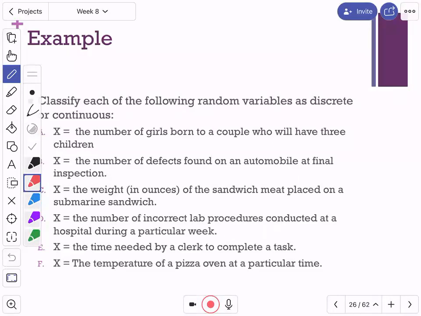The maximum number of girls that can be born is 3. It means that you had all 3 girls, right? So your possible values for X here, X will equal 0, 1, 2, 3. Can you have a partial girl? Yes or no? No. So that means that this is a discrete variable or a continuous variable? Well, because you have to be a whole number in this particular distribution, that's what we call discrete. That's a discrete variable.